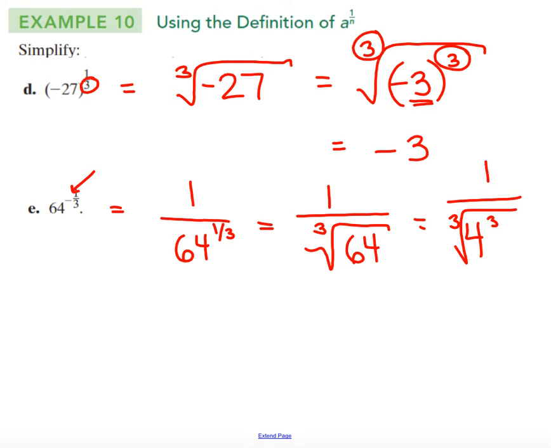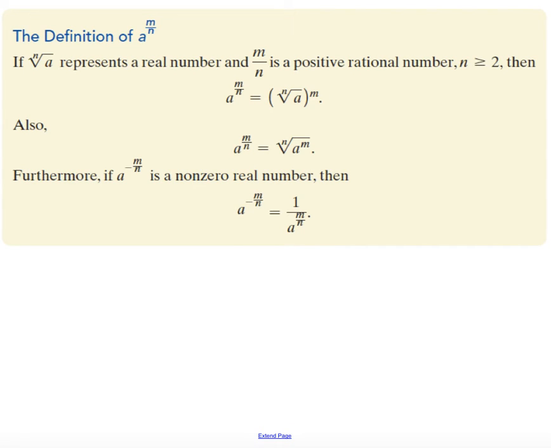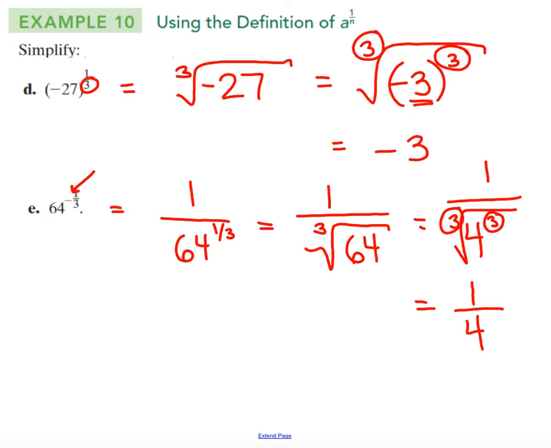Index is 3. All right. Cube root of 4 cubed. My index and power match up. It's an odd index, so I don't have to take the absolute value of it. So that reduces down to a 4. So we have an answer of 1/4. I'll go ahead and stop there.